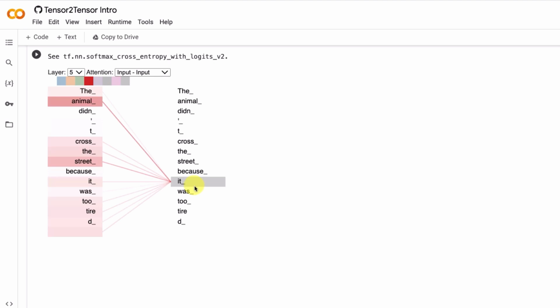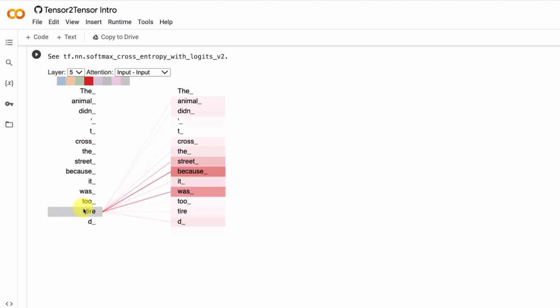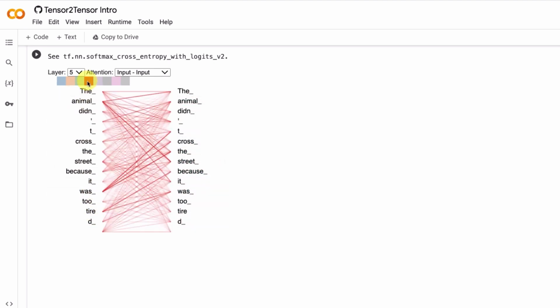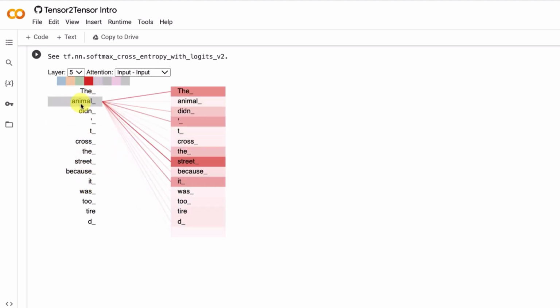You can play around with this, and you'll remember that for us, it was very important what the word on the end was. Like, it was too tired, right? If the word on the end was, for example, it was too wide, then it means the animal didn't cross the street because it was too wide, meaning the word it would refer to street, because the street was too wide. But if it's tired, like in this case, the animal didn't cross the street because it was too tired. Clearly, it wasn't the street that was too tired, it was the animal, right? So in that case, it refers to animal.